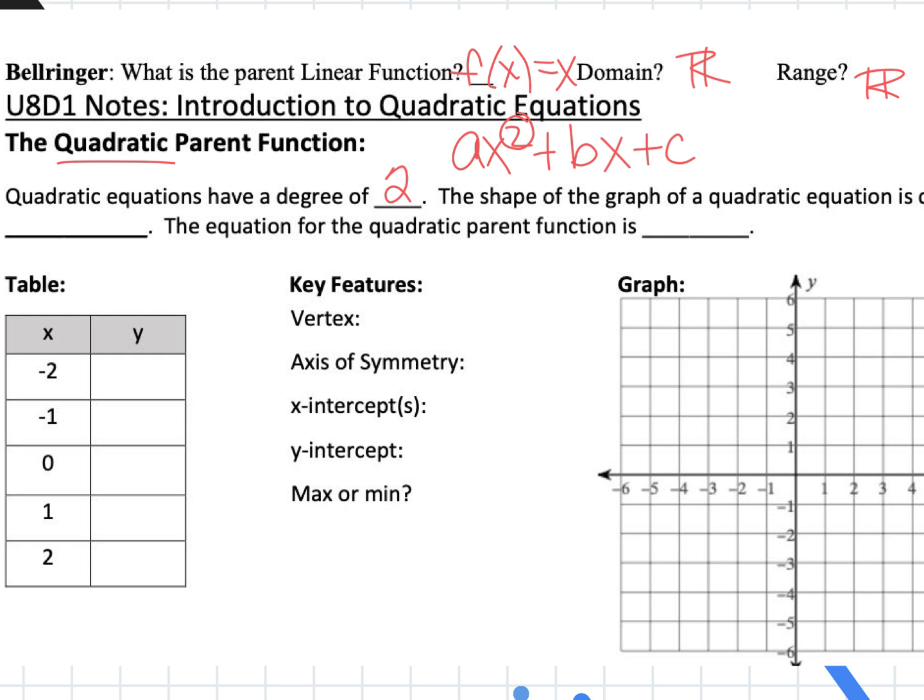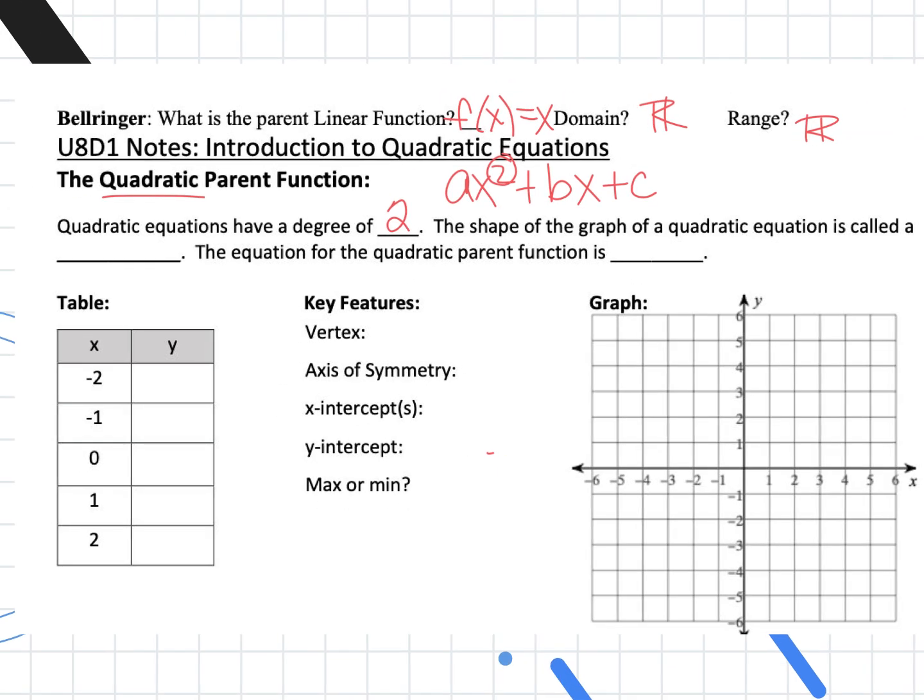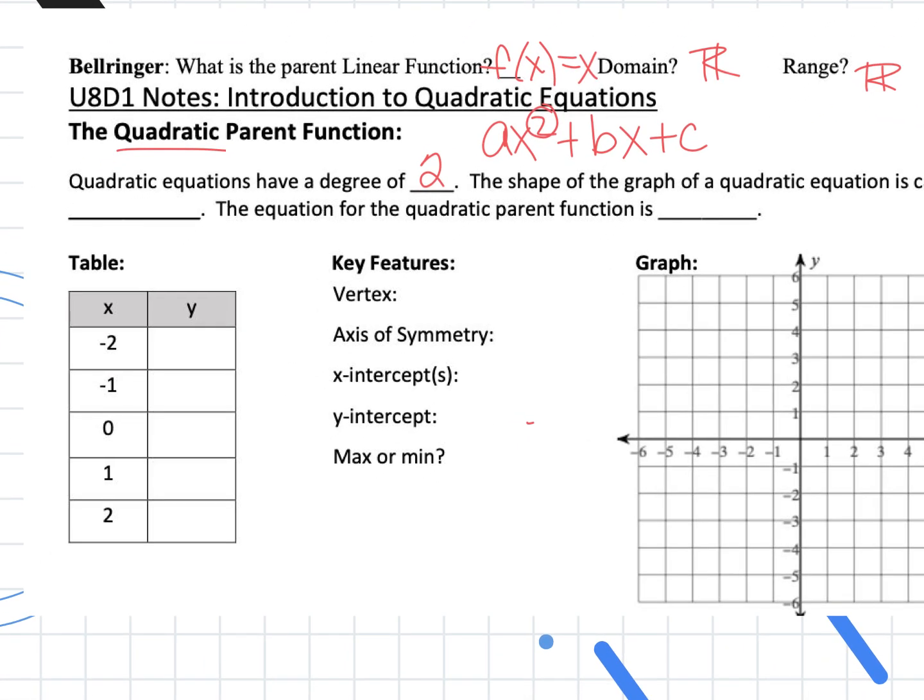The shape of a quadratic equation is what we call a parabola. And when we spell parabola, it kind of looks like a disease. Parabola. And you know I'm not great at spelling, so that's how I remember it. And that just means that it is going to be a U shape. Okay, and we're going to look at that. So it's either going to look like this or like this.